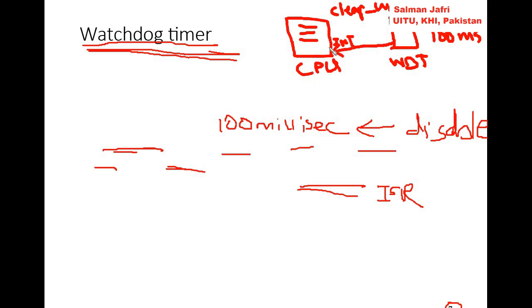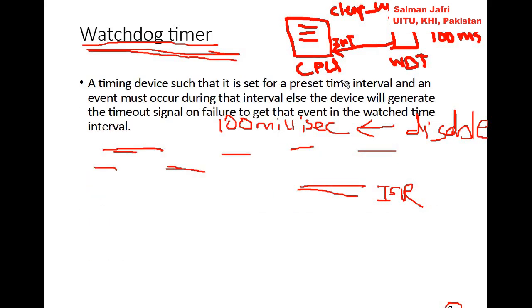So what happens if the interrupt is generated by the watchdog timer? It means that the code of the CPU was stuck at some point, so that it could not execute the clear_watchdog_timer instruction in real time. That's why the timeout or interrupt occurred. These are some of the applications of the watchdog timer. Again, as we discussed, it is a timing device set for a preset time interval, and this preset time interval might be 100 milliseconds.